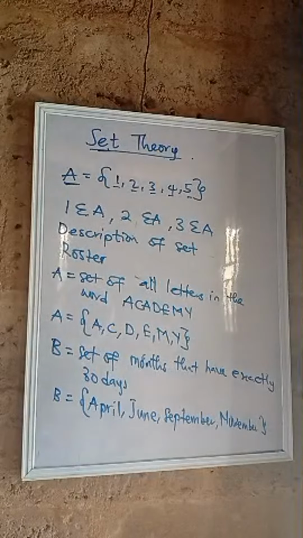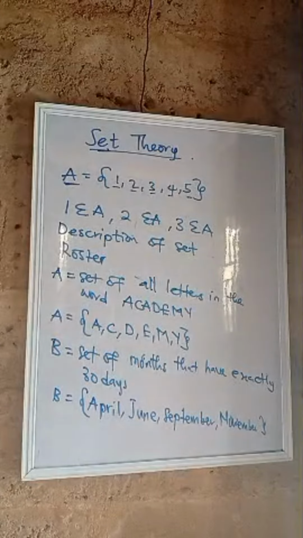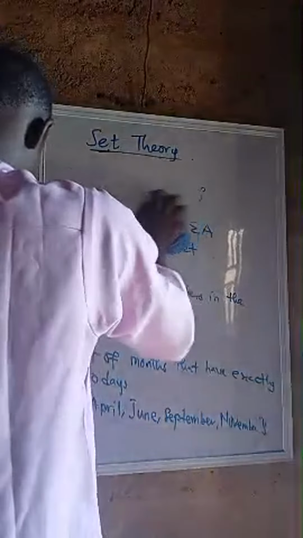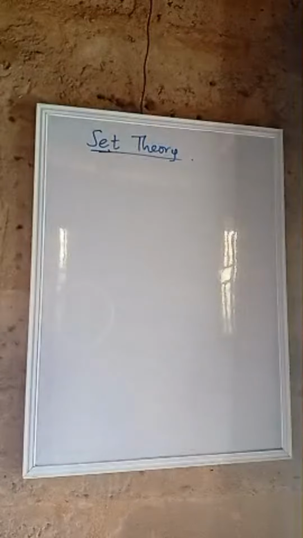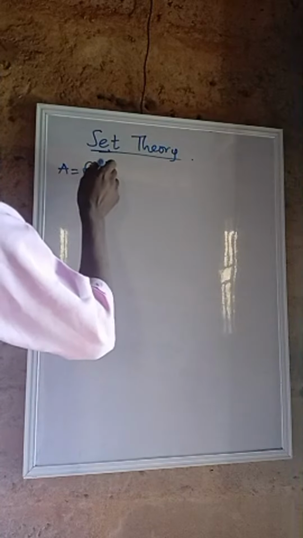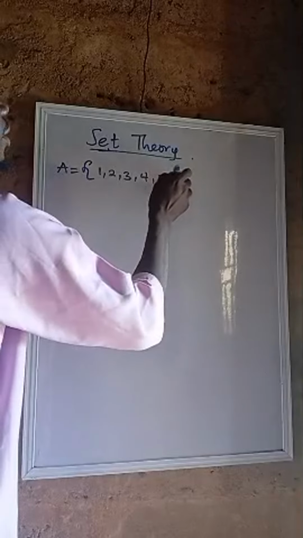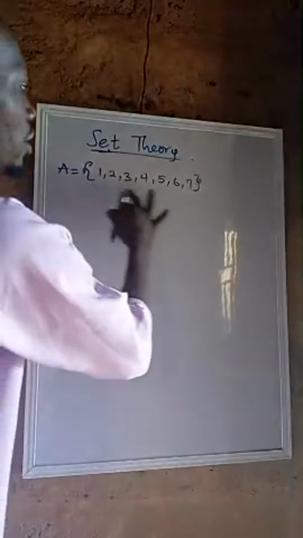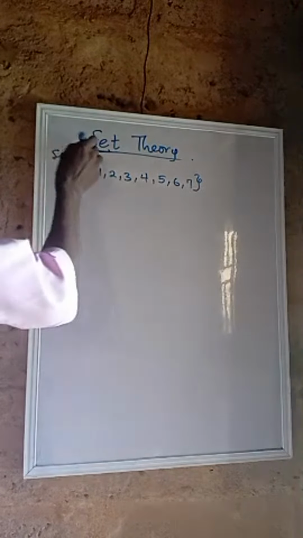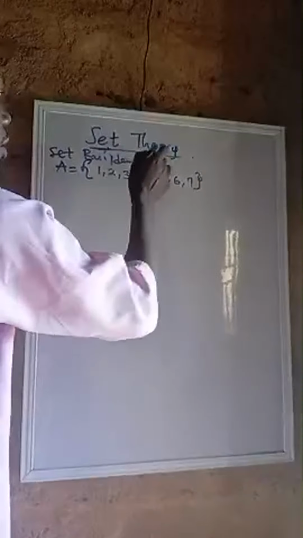Now moving on to writing it in set builder form. For set builder form, you may have something like this. You have it listed already: 1, 2, 3, 4, 5, 6, and 7. Now I need to describe this set using set builder form. What you just need to know here is that whenever you are to describe sets using set builder form, you need to understand the types of numbers.